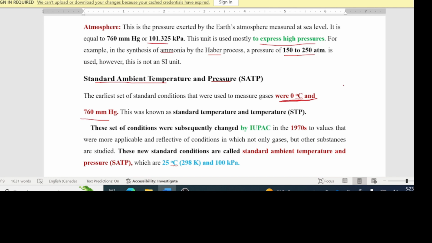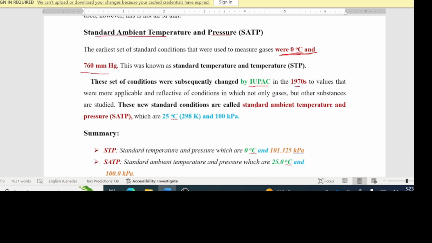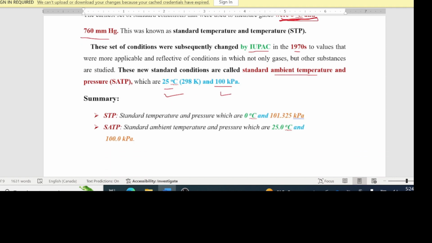That was changed by the International Union of Pure and Applied Chemistry in 1970, because experiments are done at ambient temperature, the surrounding temperature, which is about 25 degrees Celsius, and where the pressure is always nearly 100 kilopascals. So this is what is meant by standard ambient temperature and pressure. Standard temperature and pressure refer to these two conditions here, and standard ambient temperature and pressure refer to these two conditions here.